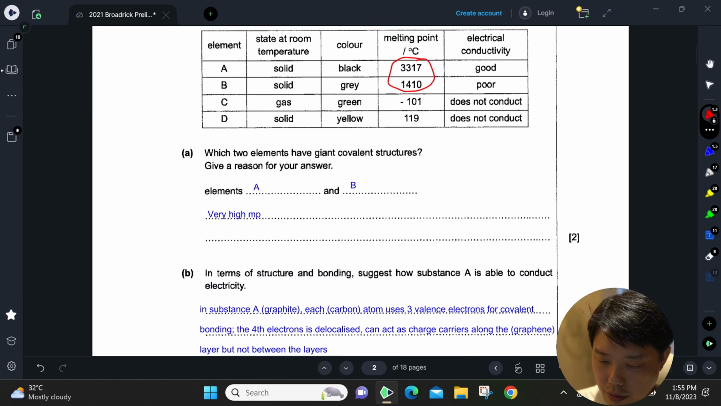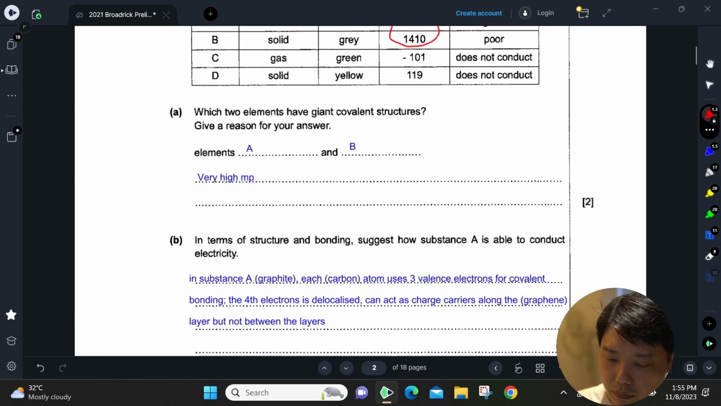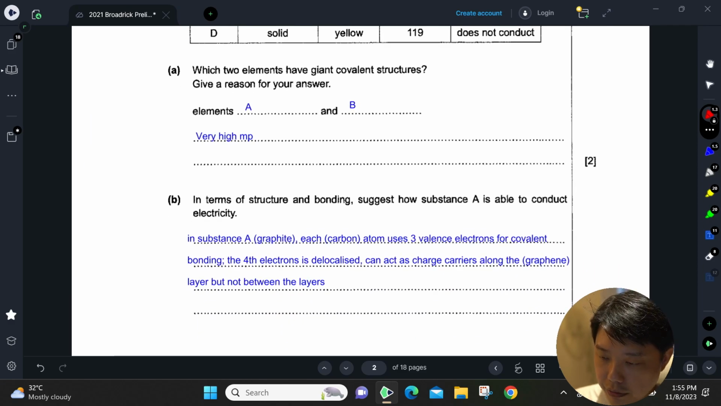In terms of structure and bonding, how can structure A conduct electricity? The only giant molecular compound that we know of that can conduct electricity is graphite. In the question, the examiner assumes that you know about graphite, and it has the presence of free delocalised electrons, so it can carry the charge along the layers, but it cannot traverse the layers. So it's something like this.